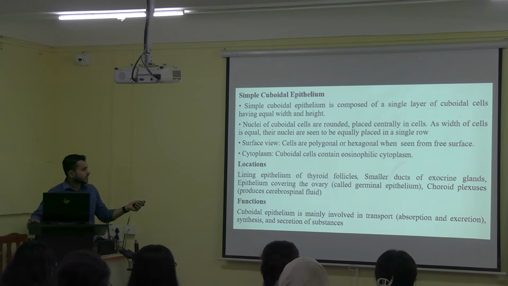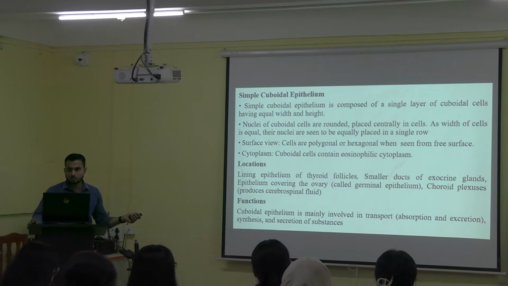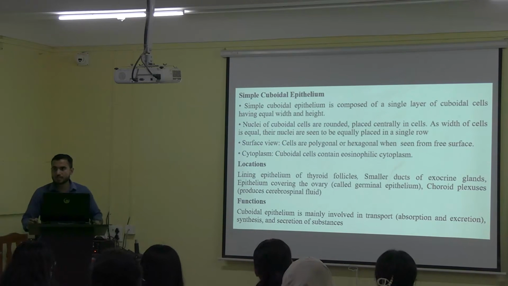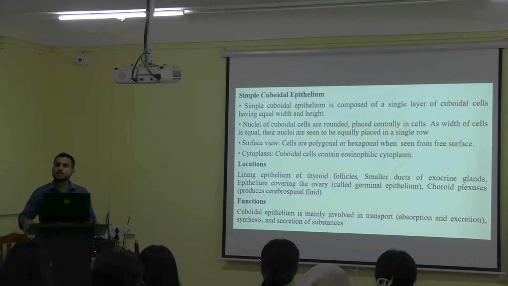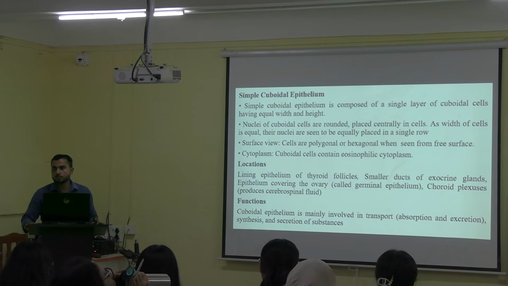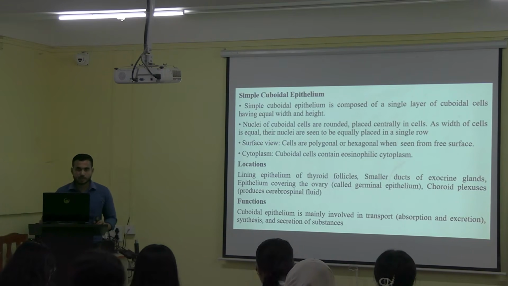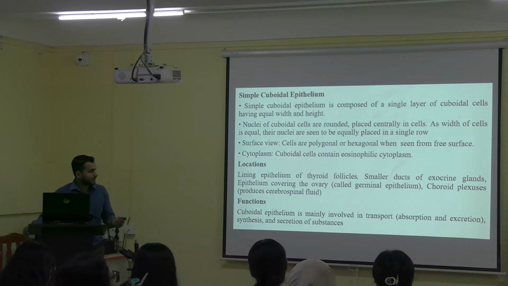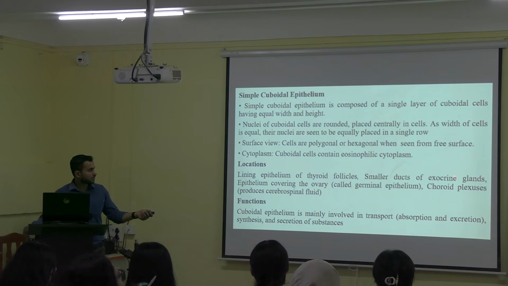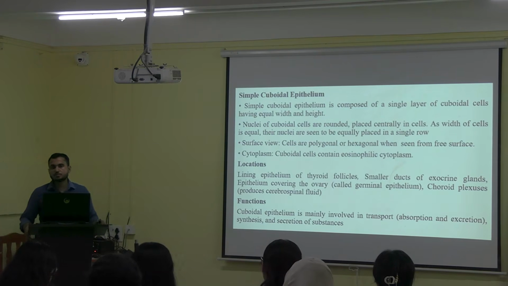Next, what will be the locations where these cuboidal epithelia are present? Now you can see thyroid follicles, very important. When you see the thyroid gland under the microscope, you will see so many follicles. Inside the follicles, mostly you will see the cuboidal epithelium. Today I will show you the slide of the thyroid gland, and from there you have to identify the simple cuboidal epithelium. Other places are also there: smaller ducts of exocrine glands and the epithelium covering the ovary. These are also made up of simple cuboidal epithelium.